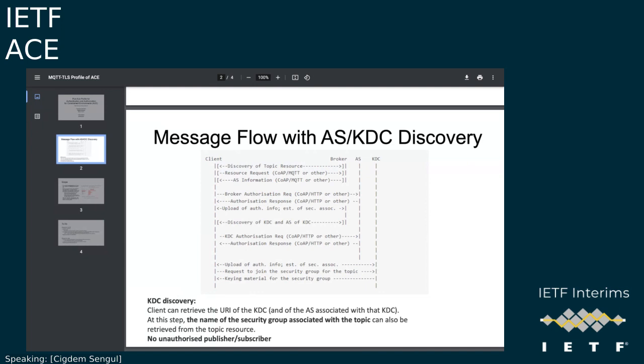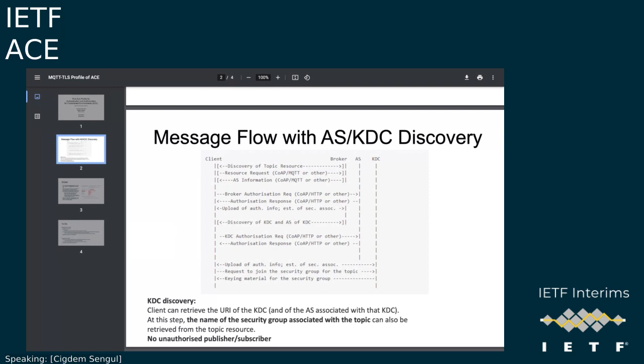The second thing that needs to be added is that we were a bit too strict about the topic matching the security group one-to-one, using the same names. We thought that during the KDC discovery, the name of the security group associated with the topic can also be discovered. That provides a little more flexibility in naming topics and security groups, and the association can be discovered during the KDC discovery as well.